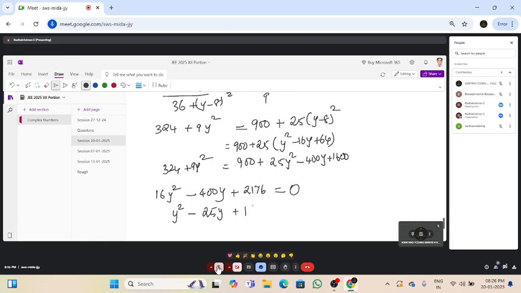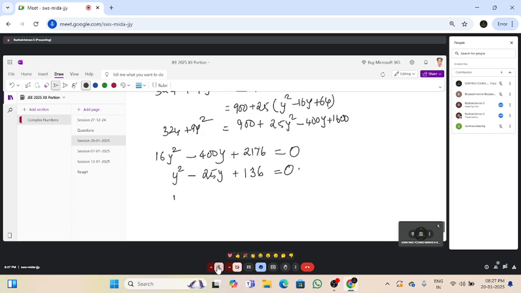ஒரு பதினாறு 97 57 48 96 6. Y square minus 25y plus 136 equal to 0.